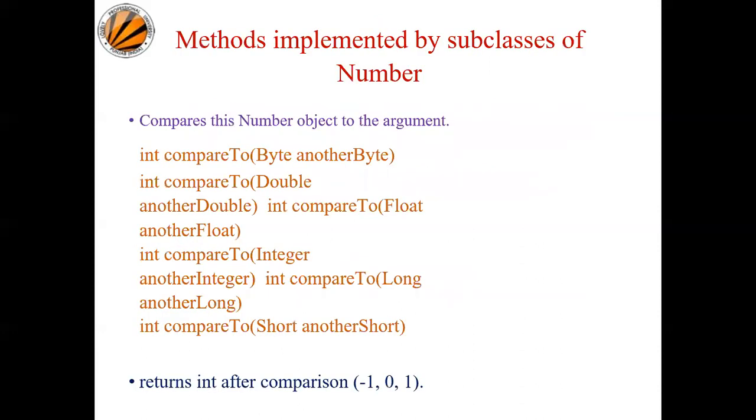Methods implemented by subclasses of Number. Compare this Number object to the argument: compareTo with parameter Byte anotherByte, compareTo Double anotherDouble, compareTo Float anotherFloat, compareTo Integer anotherInteger, compareTo Long anotherLong, compareTo Short anotherShort. It returns an int after comparison: -1, 0, 1.